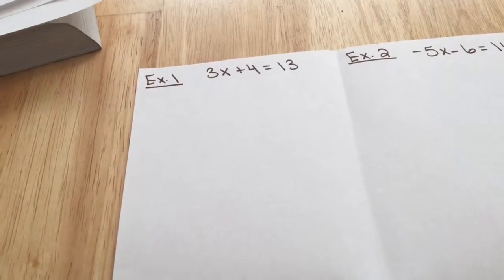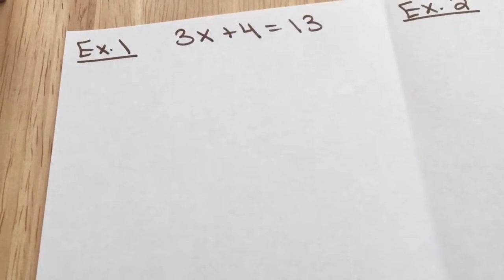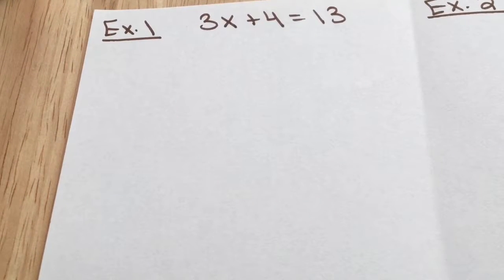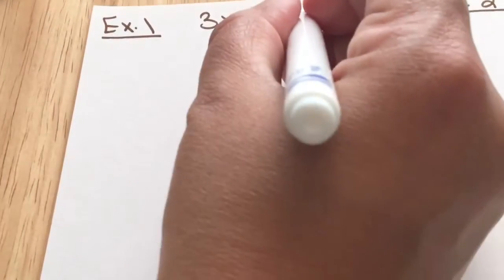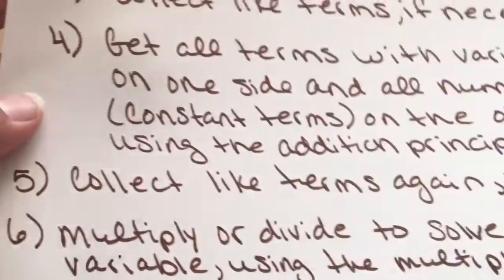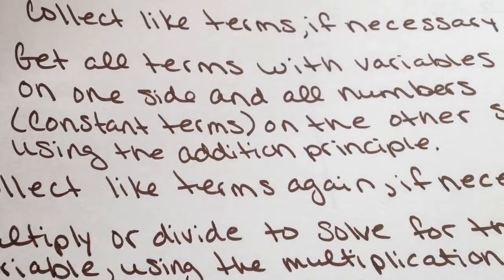I'm going to keep those rules close by. So if we look at our first example, number 1, we have 3x plus 4 equal to 13. So let's go ahead and solve this. First thing I want to do is separate my left side from my right side. If we notice, we don't have any kind of fractions or decimals to clear. There are no parentheses. We don't have any like terms on one side. So basically we're here on step 4, getting all the terms with variables on one side and all the numbers, the constants, on the other side.